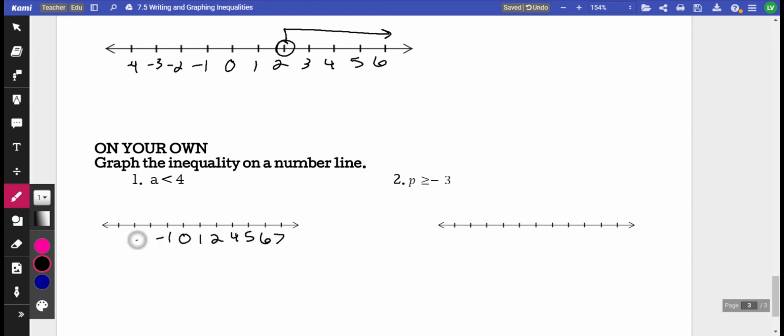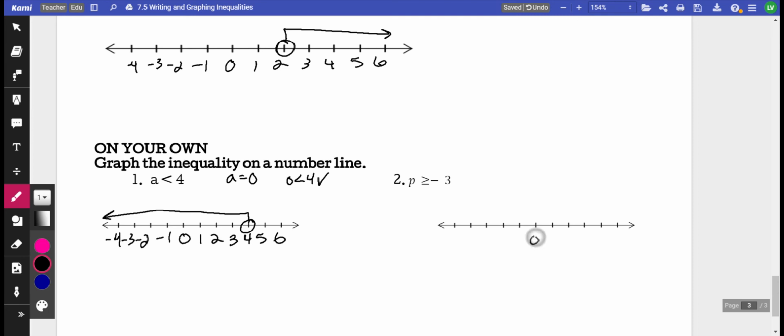So I'm starting by labeling my graph with numbers. I'm going to have an open circle. Whoops, I forgot the number 3. Open circle at 4. I'm going to plug a value in and say that A equals 0. So 0 is less than 4. Yes, it is. So I want to shade to the left. I typically take the value of 0 and use that as my testing point, unless it already says 0 as your number.